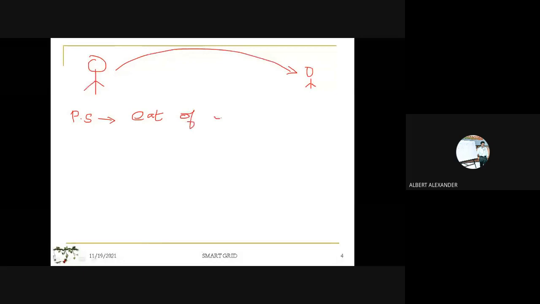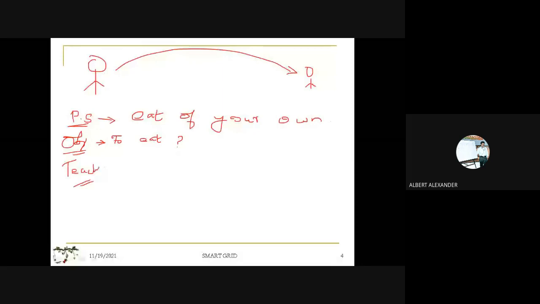After finding the problem statement, she has to fix the objective. The objective is how to make the kid eat of its own, so she is using an action verb. The first and foremost thing is that the mother wants to teach the kid. How will she start the teaching? The first step, she will say to the kid, "From tomorrow onwards, you have to eat of your own."